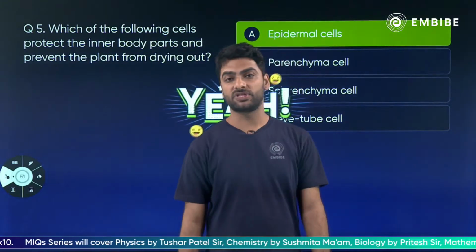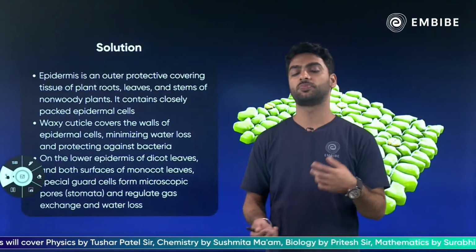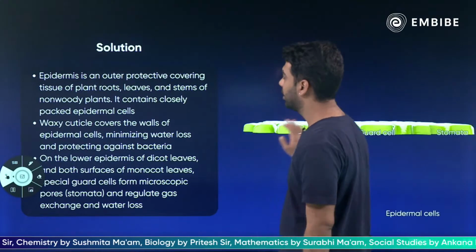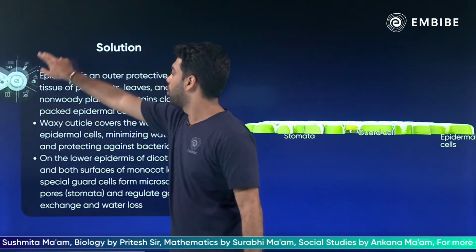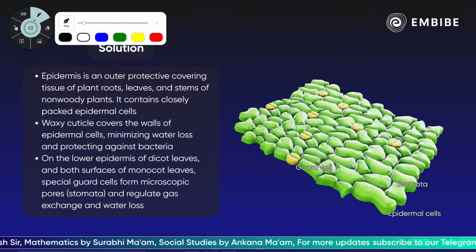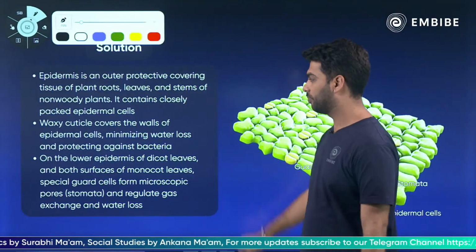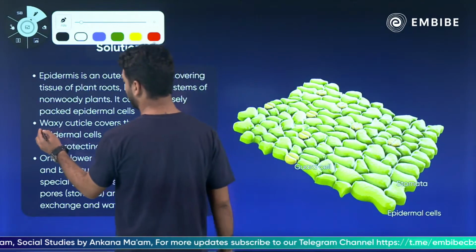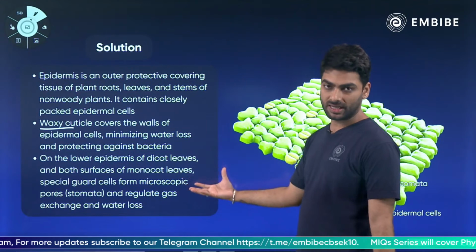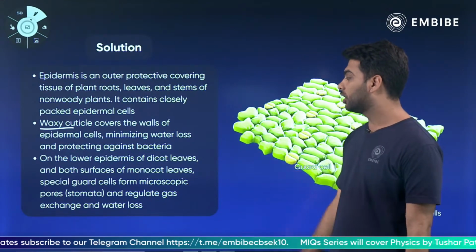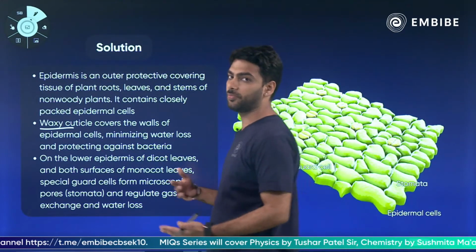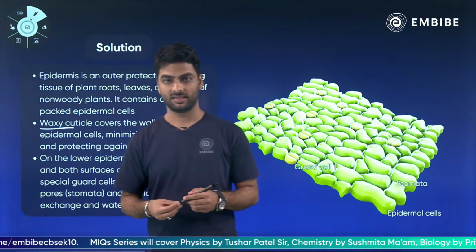And you are absolutely right. It is the epidermal cells which prevent the plant from drying out. Epidermis is the outermost covering. It is the protective covering of plant roots, leaves and the stem. So epidermis is present everywhere across the plant body. It also secretes a waxy cuticle which minimizes water loss and protects against bacteria. It also protects against injuries or abrasion. On the lower epidermis of dicot and monocot, you have stomata which carry out transpiration and exchange of gases.